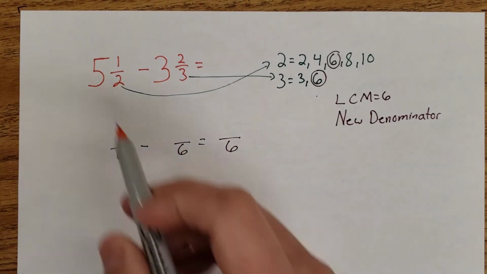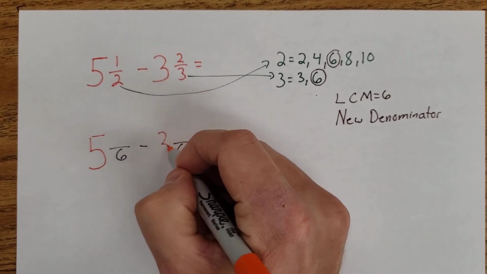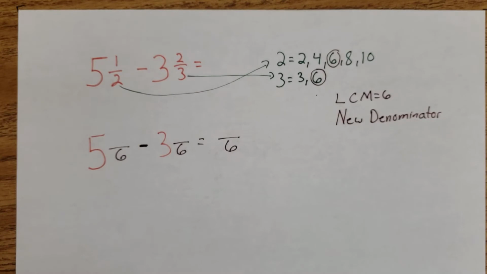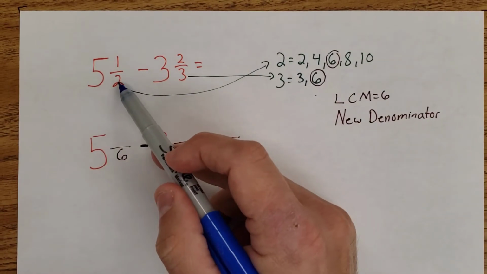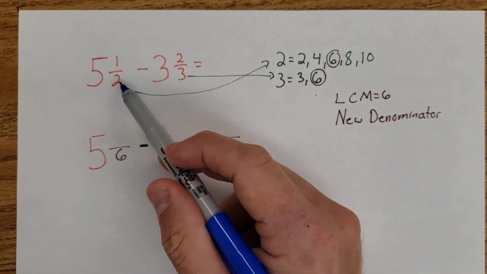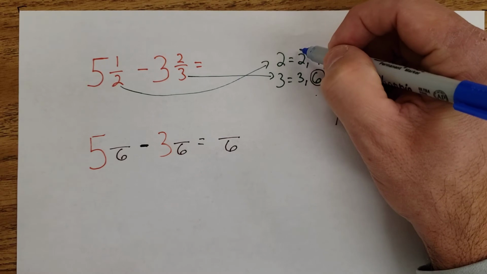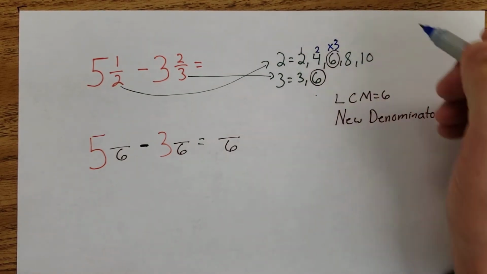Don't forget to keep those whole numbers. It's still 5 wholes. It's still 3 wholes. And let's make that subtraction sign just a little bigger and darker. Now we have to figure out how did it change? Because it was halves, now it's sixths. How did halves get to sixths? It was not times 1. It was not times 2. It was actually by multiplying by 3.